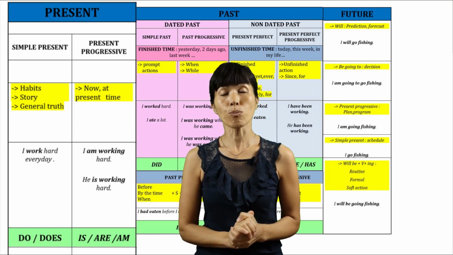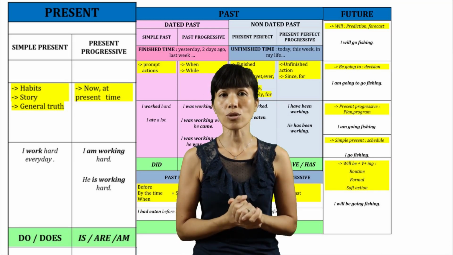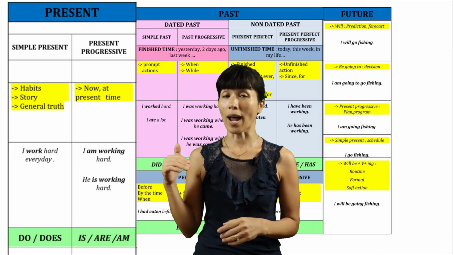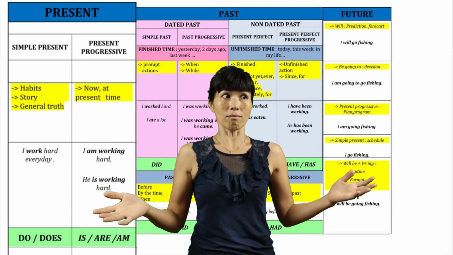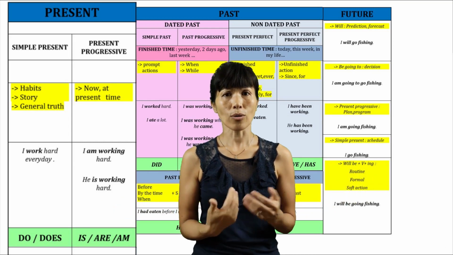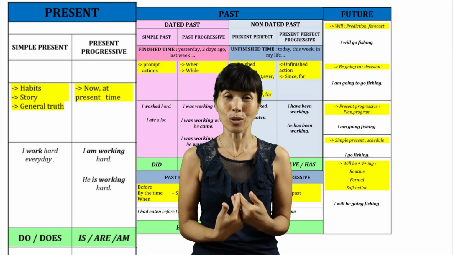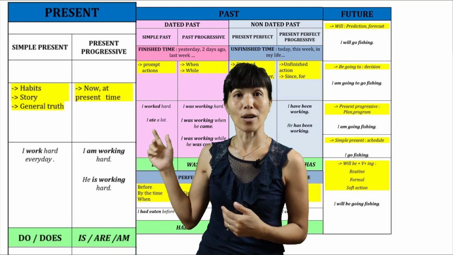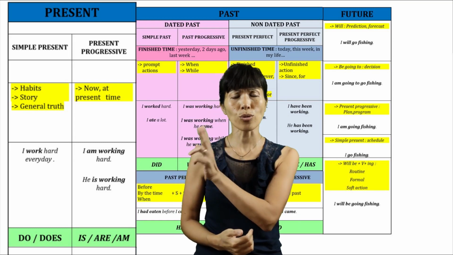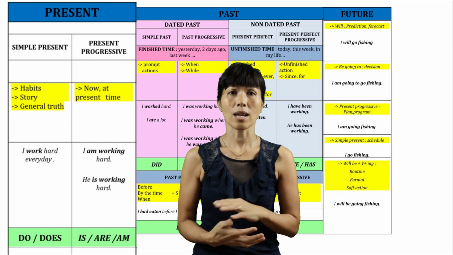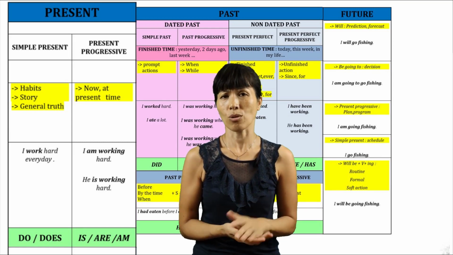Now, we have the present progressive. Present progressive is for when you mean to talk about something that is happening right now. So now, at this moment, currently, these days. Currently, you are watching me. Yes, you are watching me. You're working hard on your English. So this is the present progressive. These are the two tenses that are the easiest in English, and most learners struggle less with these two.